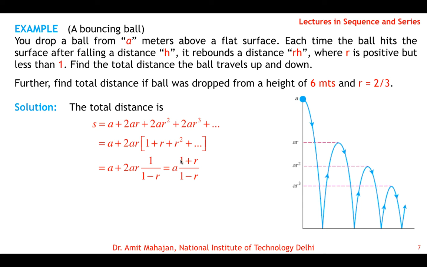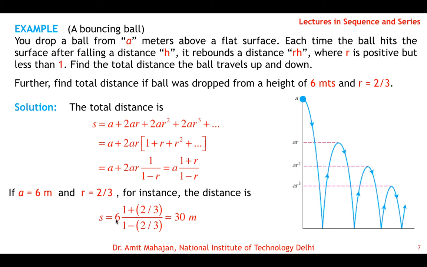And just rewriting this, this is the total distance traveled by the ball. In the particular case, if a is 6 and r is 2/3, we can simply plug it here to find the value. When a is 6 and r is 2/3, we can solve it, and we'll see that the total distance traveled by the ball in this case is 30 meters. So it's one simple example on geometric series.